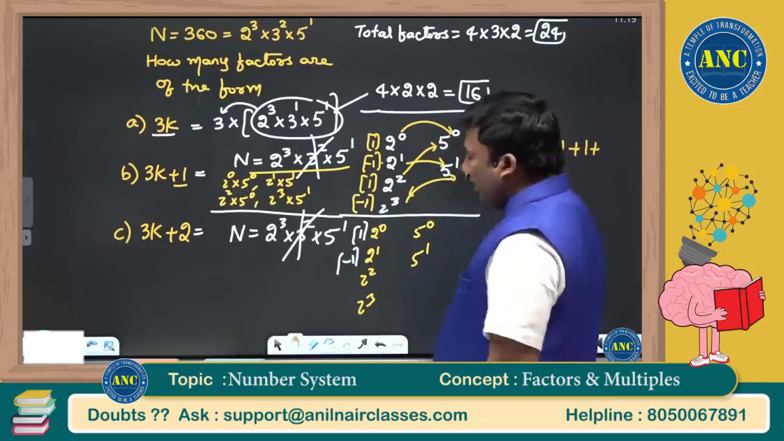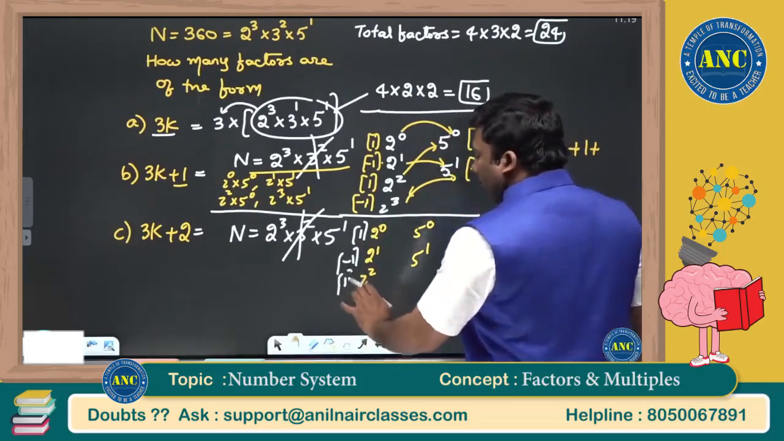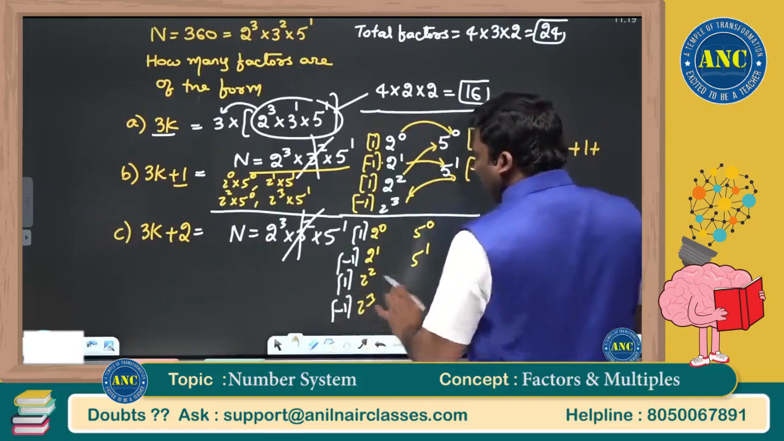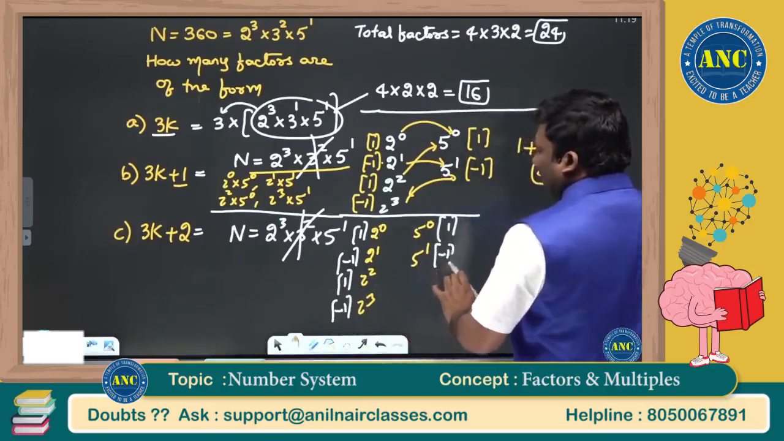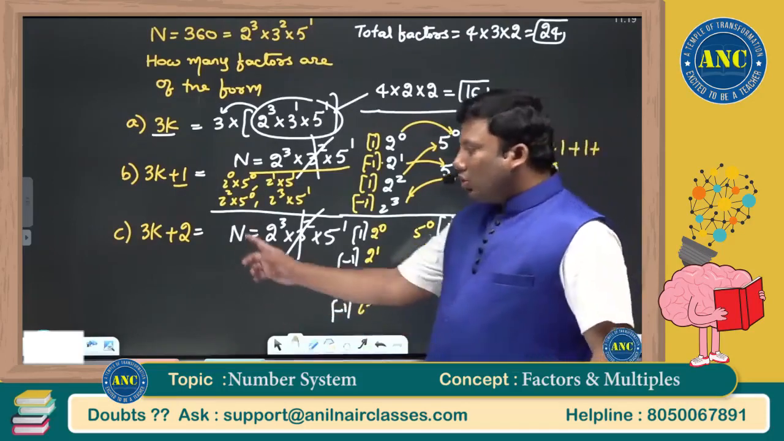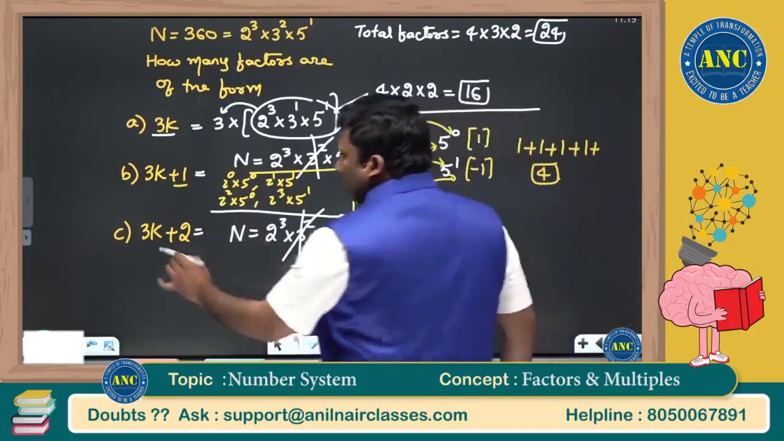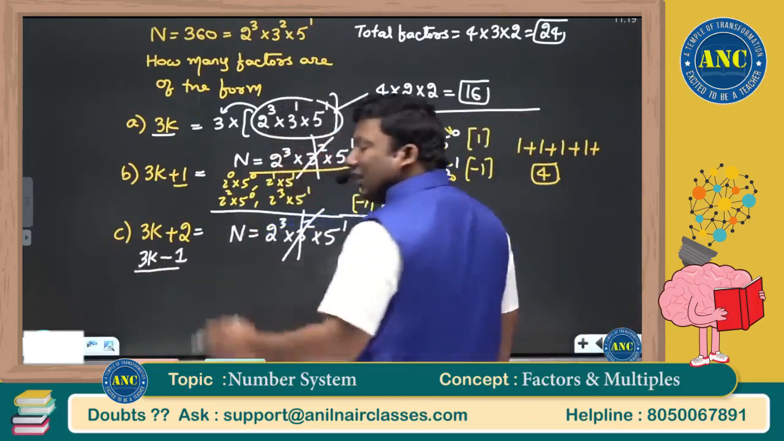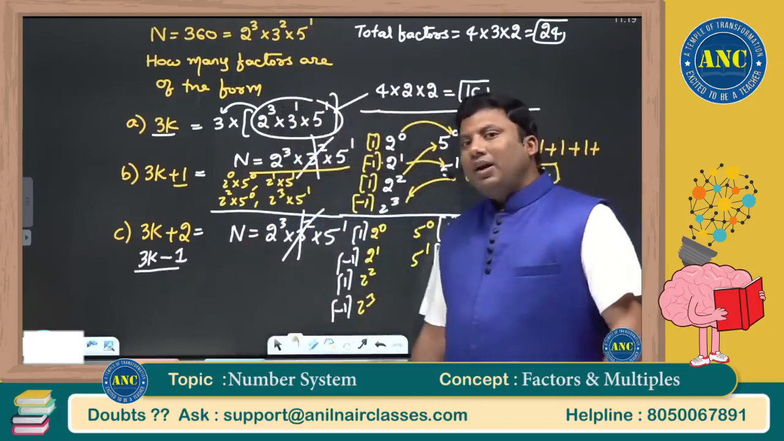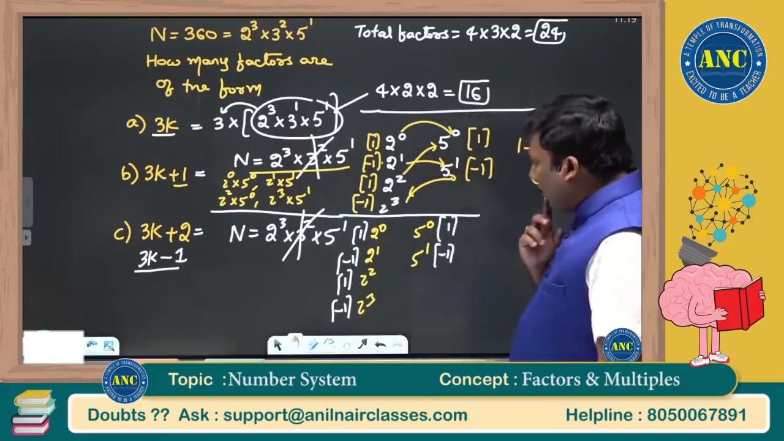2 power 0 divided by 3, 1. 4 divided by 3, 1. 8 divided by 3, minus 1. 5 divided by 3, what should I get? 2 remainder. 2 remainder is also of the form minus 1. Either plus 2 is the positive remainder or minus 1 is the negative remainder.